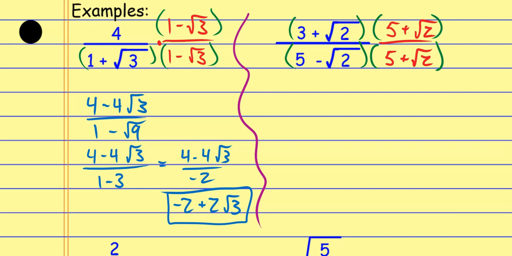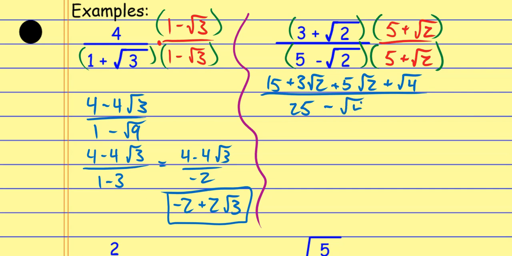Sorry, I've switched colors. Let me try again. 15 plus 3 root 2. I have to distribute the root 2, which gives me a 5 root 2 plus the square root of 4. But now in the denominator, instead of multiplying all this stuff out, I know the middle terms are going to cancel. So I know that I'm only going to have to do the 5 times 5 and get a 25. The negative root 2 times the positive root 2 and get a minus root 4. Okay, I can cut out the rest of that only when I have conjugates.